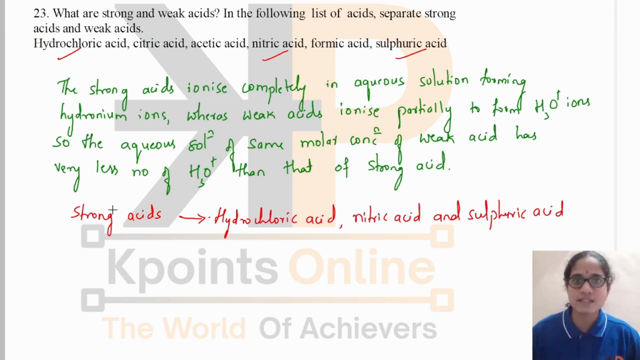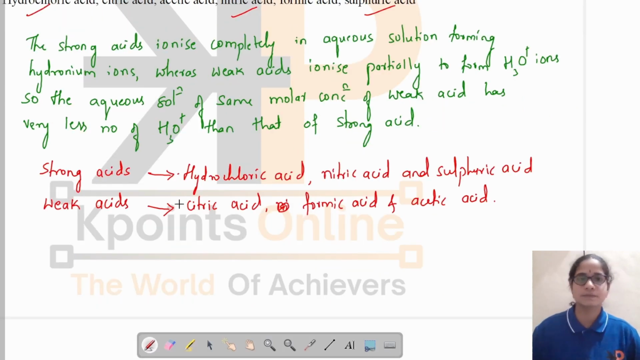The other three acids are weak acids, as they do not completely ionize in water. Weak acids: citric acid, formic acid and acetic acid. So understood? These acids are mineral acids which are strong, so they will completely ionize in water to form the hydronium ions, whereas these are organic acids which are weak when compared to strong acids.